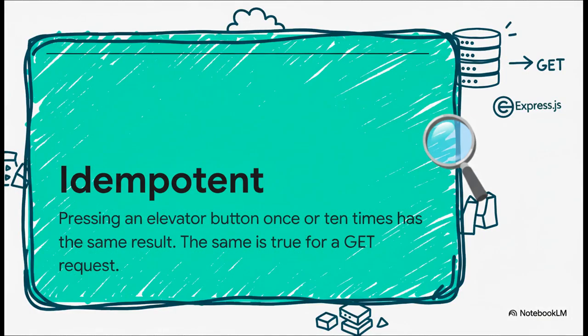And its partner is idempotent. This is an incredibly useful property. Think about pressing an elevator button, right? Whether you press it once or you mash it 10 times, the result is exactly the same. The elevator gets called. For a GET request, this means if your network connection drops and you have to retry, you can do it without causing any weird side effects. You'll just get the same data back, which is exactly what you want.